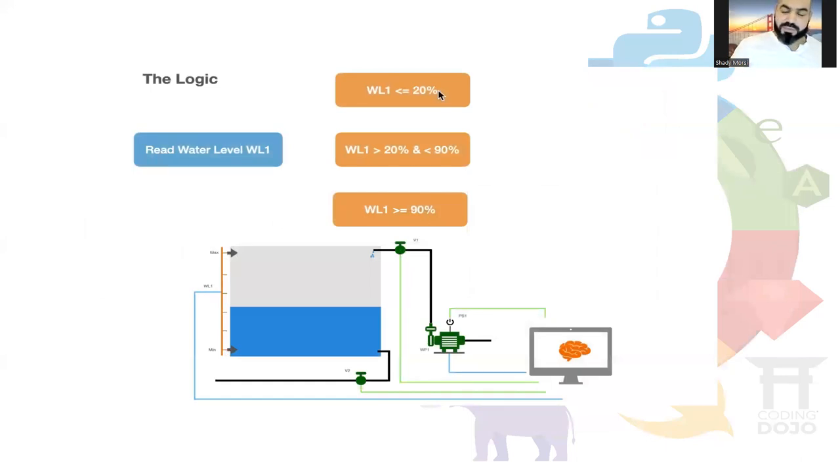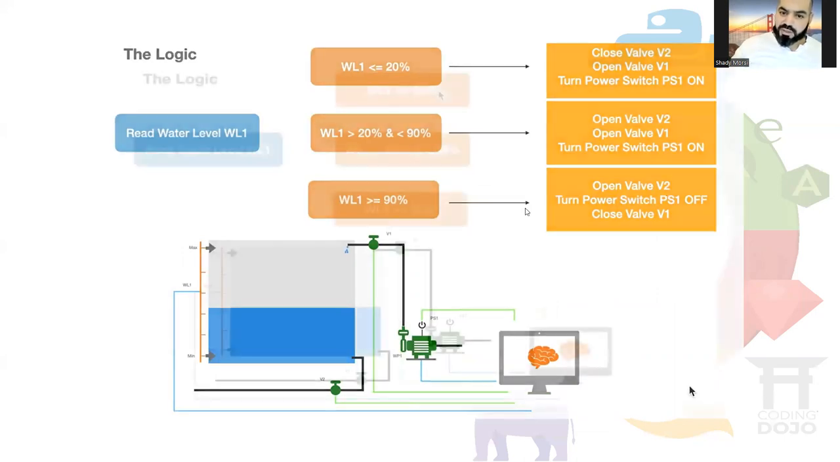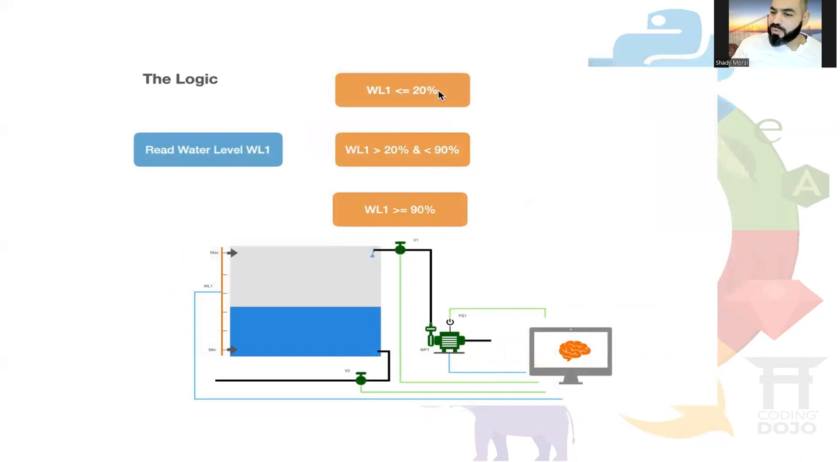So I will say, first of all, before you do anything, you need to check the water level. If you don't have the water level, don't do anything. Sorry, I just jumped one thing. I will put three if conditions. If the water level is below 20%, do something. If the water level is between 20 and 90%, do another thing. If the water level is above or equal to 90%, do a completely different thing.